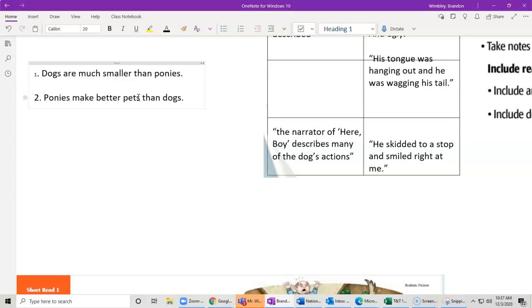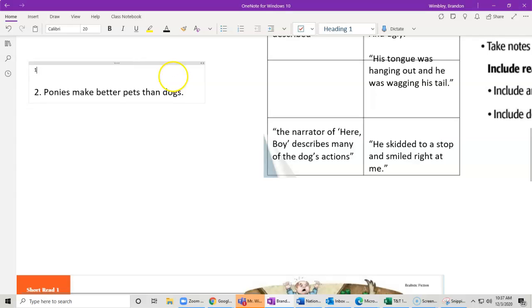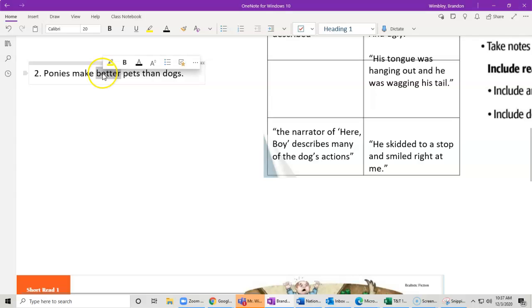If you said answer 2, if you said ponies make better pets than dogs, that's correct because it gives an opinion. And remember, we're focusing on opinions for this piece of writing. This one's just a fact. Everyone can look and see dogs are smaller than ponies. So there's really no opinion writing that we're doing. But here, since we're making a statement saying ponies are better, not everyone would agree with that. They might say dogs are better. So that's our opinion that we can write in there.